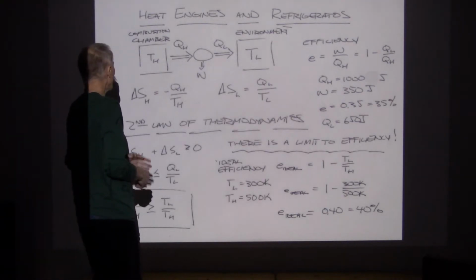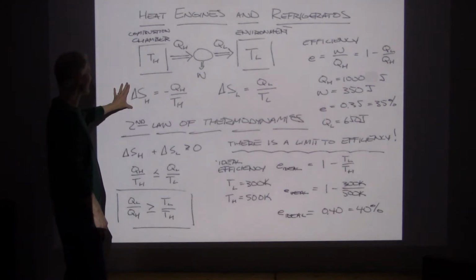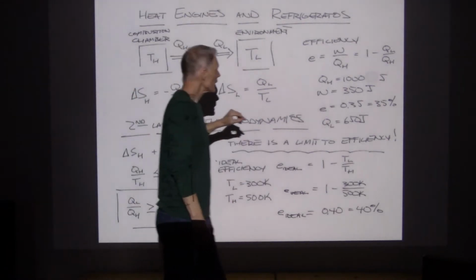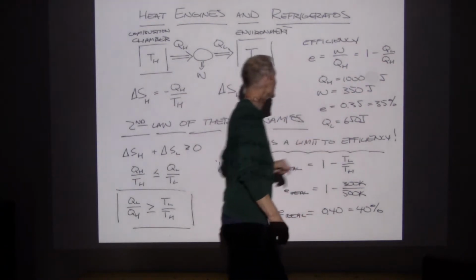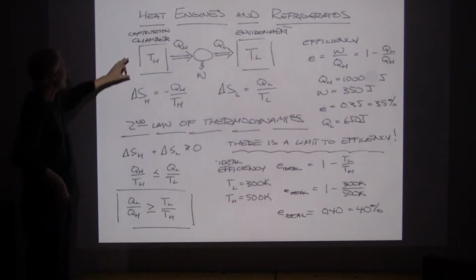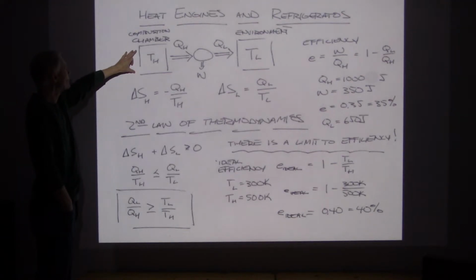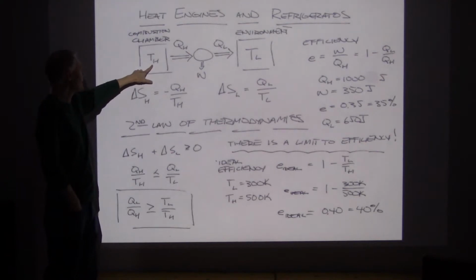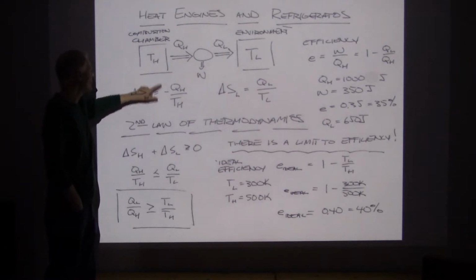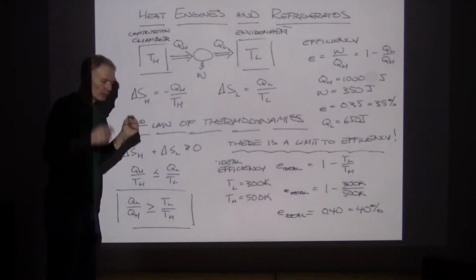Now, where the second law of thermodynamics comes in is looking at this efficiency term right here. And let's see how that happens. If we've got a combustion chamber and we generated heat, QH, at a temperature of TH, then the entropy decrease.